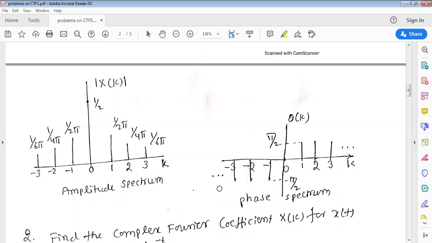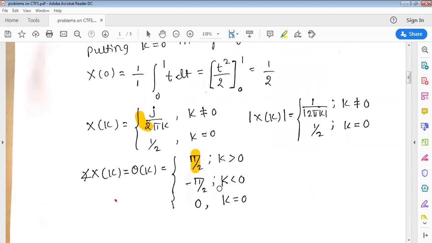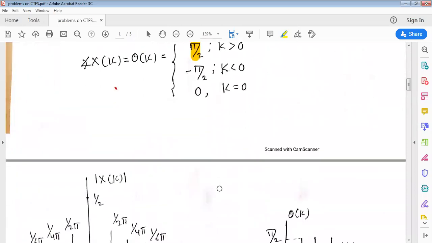Yes, sir. Okay, like this you have to do for any problem. If they ask you to draw the magnitude and phase spectrum, you have to draw. If they just give you find x of k, then stop at this point. Find x of k. If you want, you can find the modulus of x of k and the angle of x of k, that is sufficient. If they ask you to draw, then you have to draw the next step also.